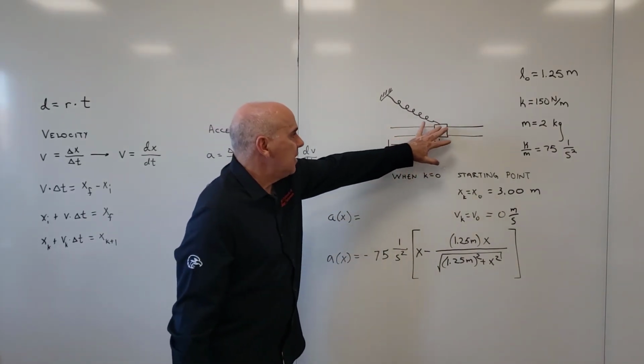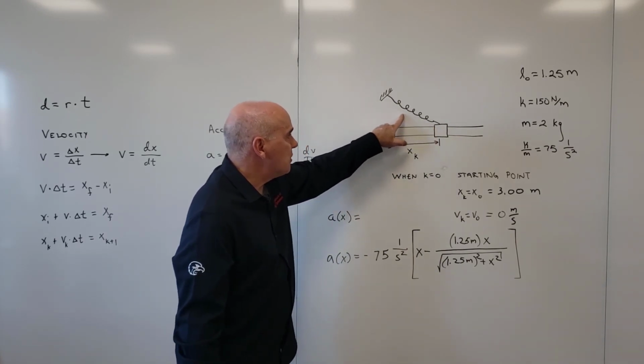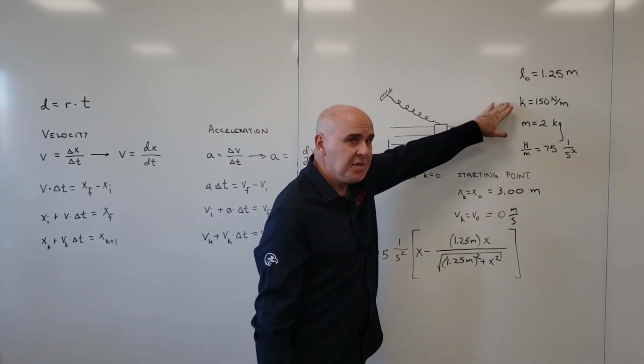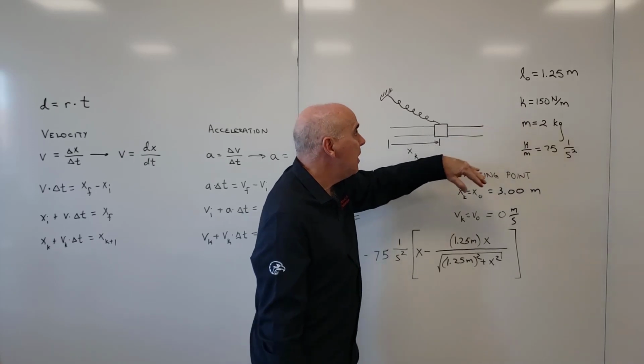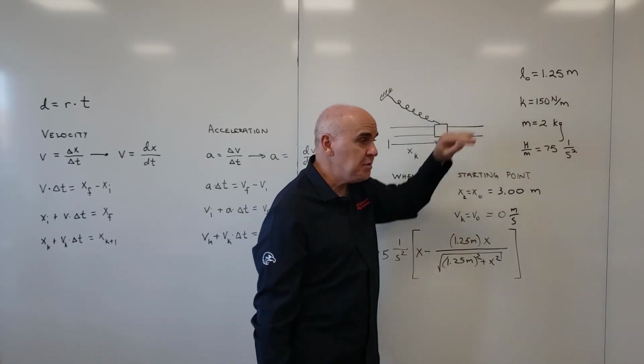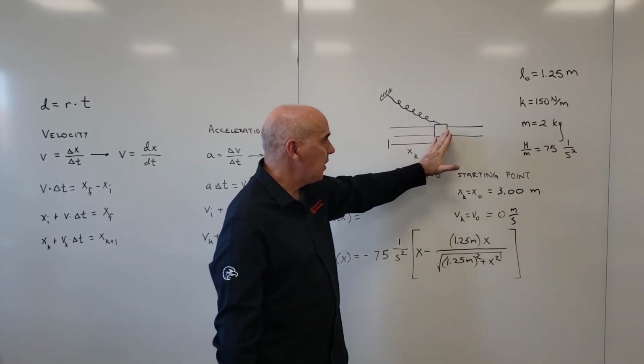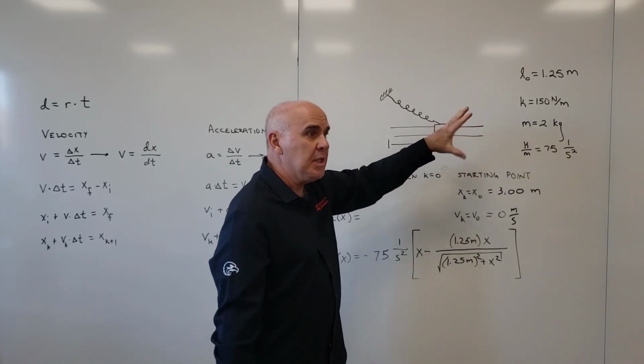I've got a mass on a frictionless rod attached to a spring. Now the spring has a constant, in this case, of 150 newtons per meter, and an unstretched length of 1.25 meters. What we're going to do is bring it over here to the right, and then we're going to let go of it.